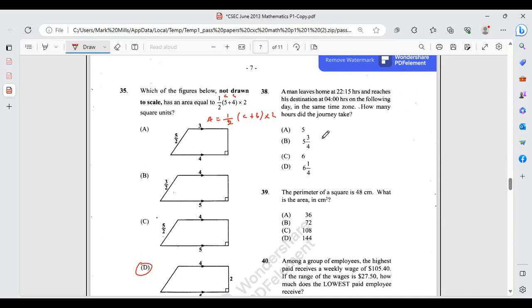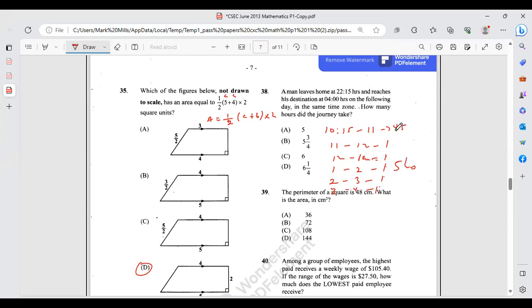So look at it this way. Some of us don't know time. 10:15 to 11, that will give me 45 minutes. Then you have 11 to 12, that will give me 1 hour. 12 to 1 a.m., another 1 hour. Then 1 a.m. to 2 a.m., another one. Then 2 to 3, that gives you 1 hour. Then 3 to 4, another 1 hour. So this is 1, 2, 3, 4, so it'll be 4 hours.